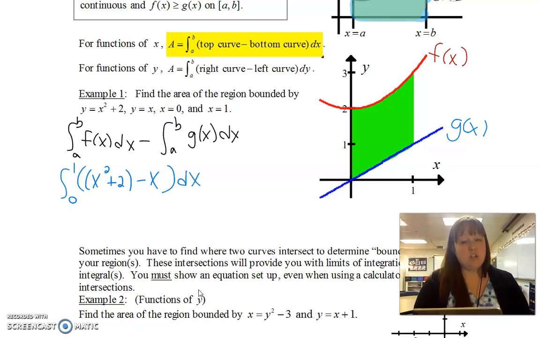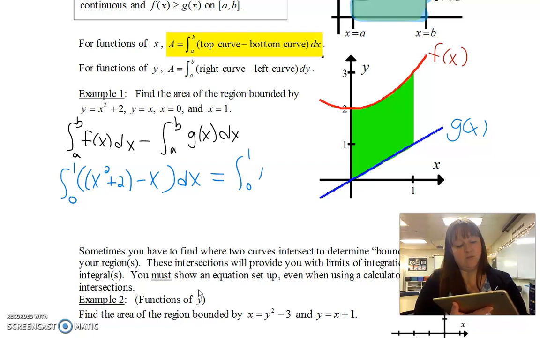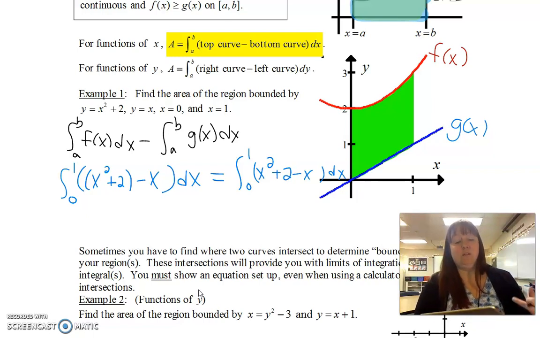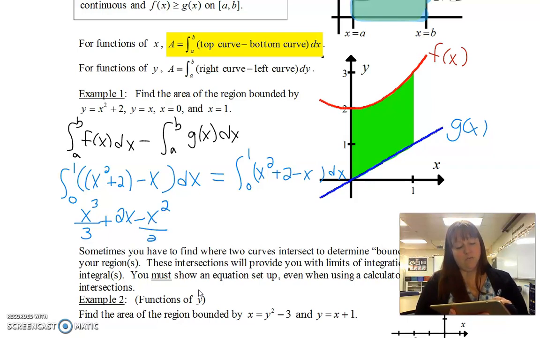So we go ahead and just do a little bit of simplification here. What does this actually look like when we subtract these? So we go 0 to 1 of x squared plus 2 minus x dx. And then we integrate. Since this is individual terms, it's actually really easy to integrate. So we have x to the third over 3 plus 2x minus x squared over 2, evaluated from 0 to 1.